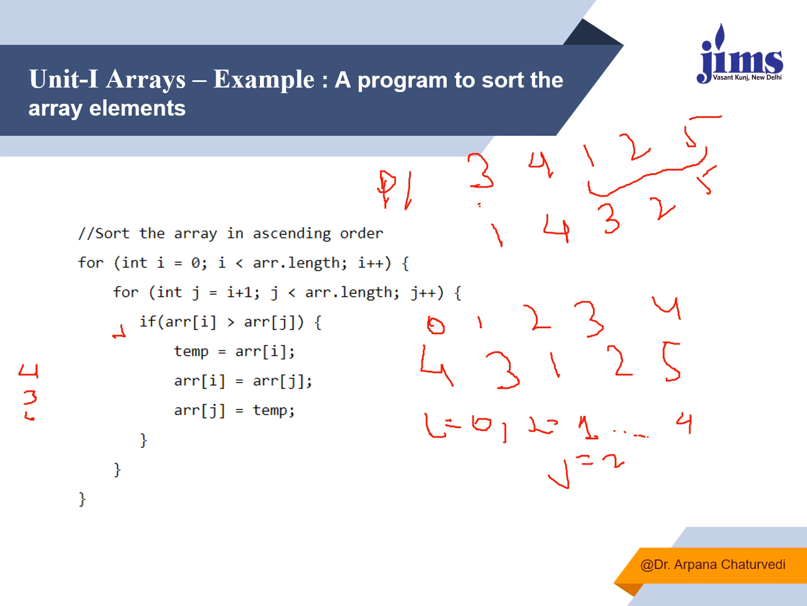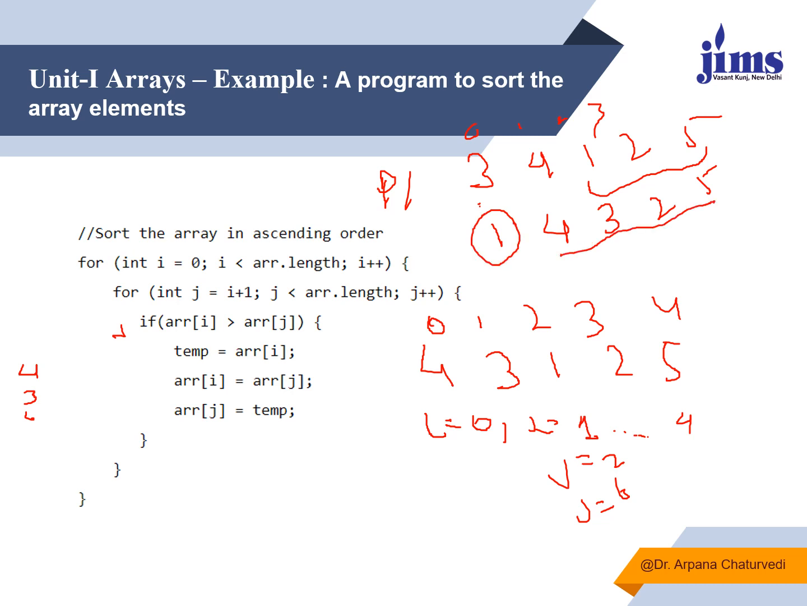Again j gets increased. Now j will have the value 3. So that is 0, 1, 2, 3, that is 2. Is 1 greater than 2? No swapping will happen. Is 1 greater than 5? No swapping will happen. So 1 is now sorted. Now we are left with this list.